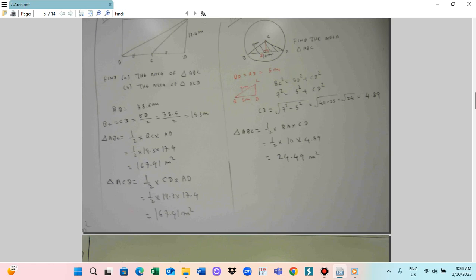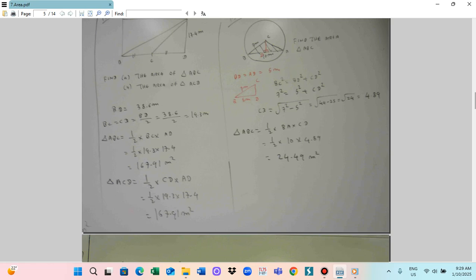So BC you can calculate, 7 square. The BD square is 5 square plus CD square. So CD you can calculate, square root of 7 square minus 5 square. The square root of 49 minus 25. The square root of 24. Root 24 you can find the CD. So the CD is root 24. So this is 4.89. So you see this as 4.89.